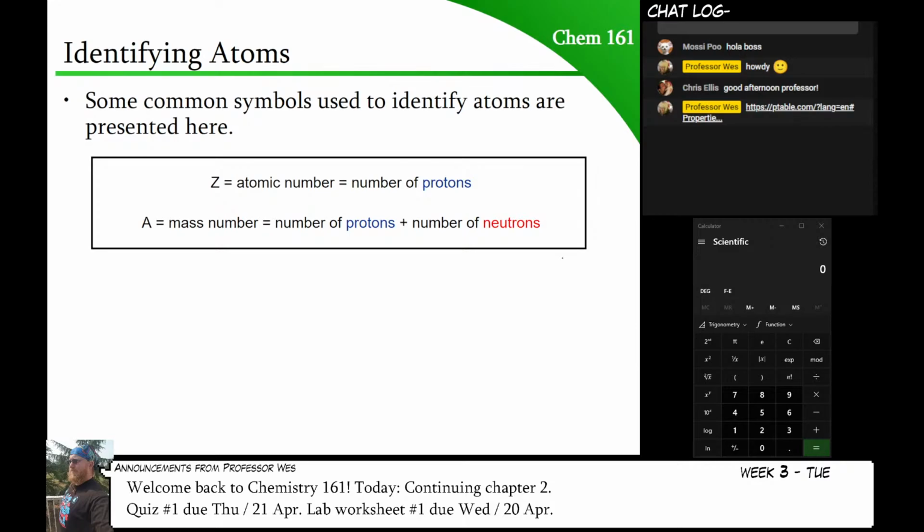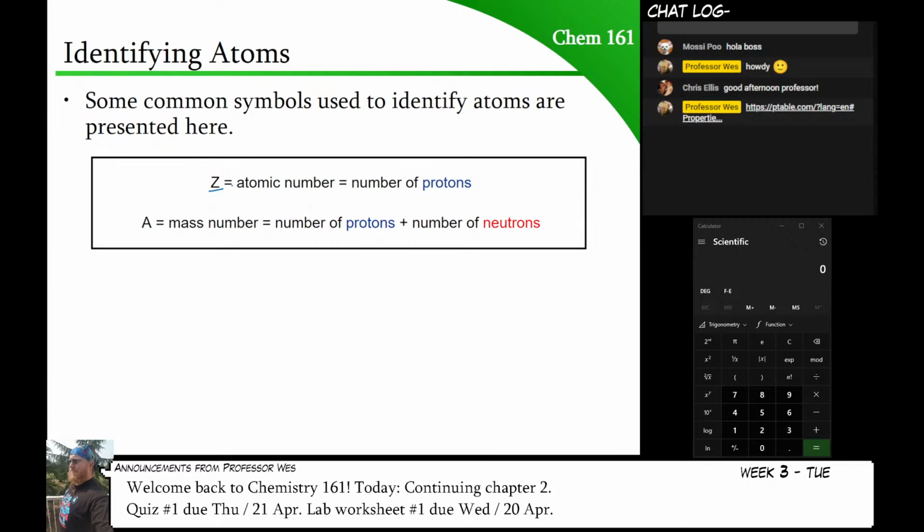We can use symbology to identify atoms that we are working with, and in fact, we're going to be doing that a lot in this class. And the symbology that we're going to be using requires the use of these two variables. So the first variable is Z. Z is the atomic number. You're going to see Z a whole bunch this quarter.